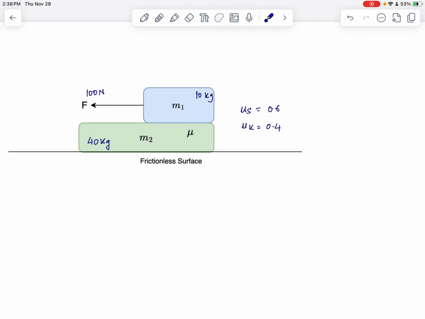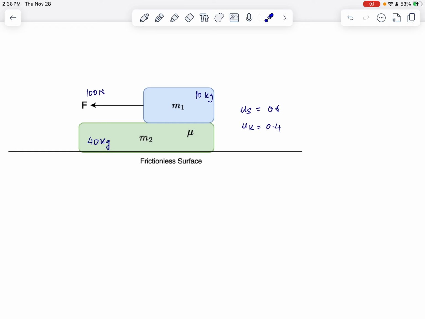Okay, so in this particular video, we will look into contact forces. The first problem here requires us to find the acceleration of these two blocks, which are stacked on top of each other. The bottom block rests on a frictionless surface, whereas the surface between the top and the bottom has friction, and there are two components.